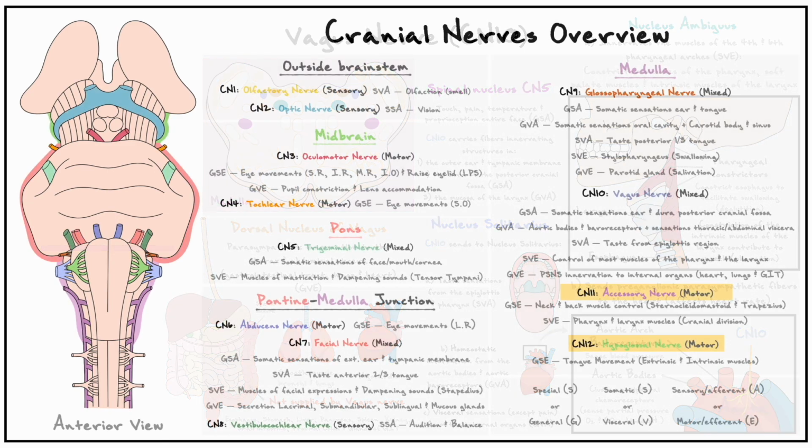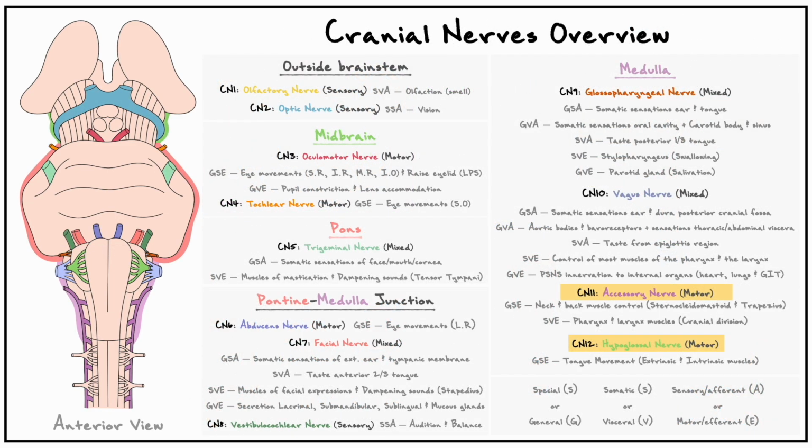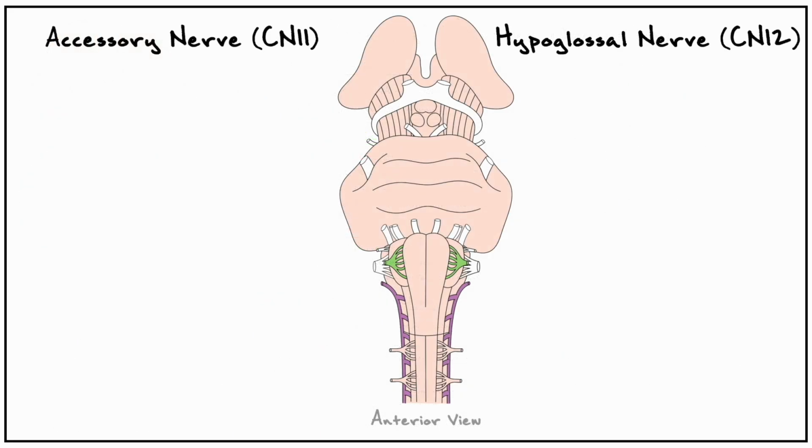Alright, we now have the last two cranial nerves, cranial nerve 11 and 12, to cover. Since they are rather simple as they mediate mostly one function, we will cover them together. Starting with the accessory nerve first, it is an interesting nerve with respect to the others because it contains both a spinal and a cranial division.